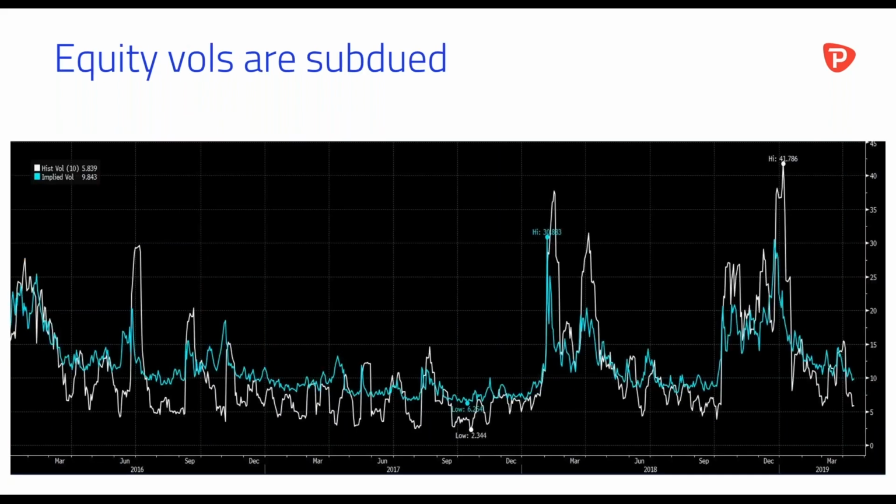Go into equity volatility and have a look at the S&P. We've got the white line representing the 10-day realized volatility for the S&P. We're back down to very low levels, just above 5%. Implied vol, 30-day implied volatility in the S&P, is trading at 9.8%. This is slightly different from the VIX, which is trading at just over 14%.